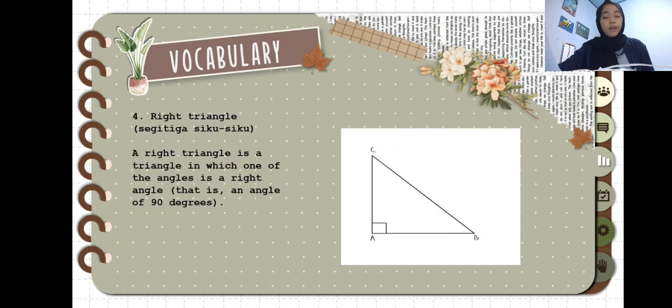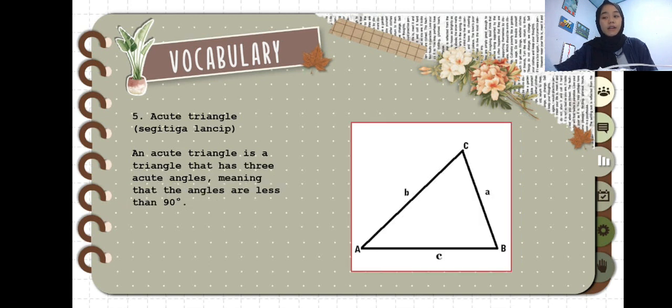Next, right triangle, segitiga siku-siku, is a triangle in which one of the angles is a right angle, that is, an angle of 90 degrees. Next, acute triangle, segitiga lancip, is a triangle that has three acute angles, meaning that the angles are less than 90 degrees.